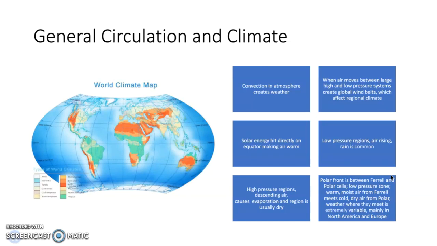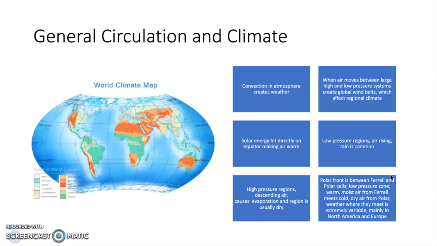Convection is how the weather is created. When air moves between high and low pressure systems, this creates global wind belts, which affect regional climate.